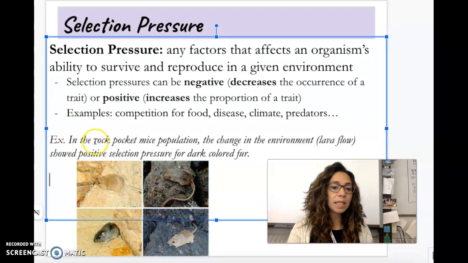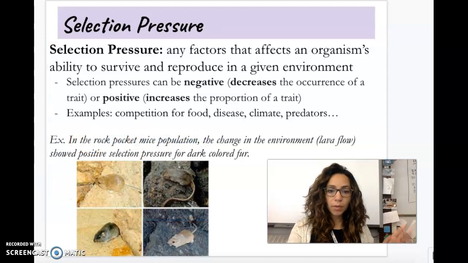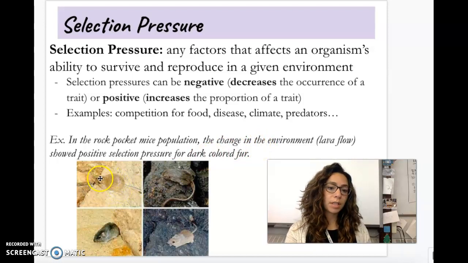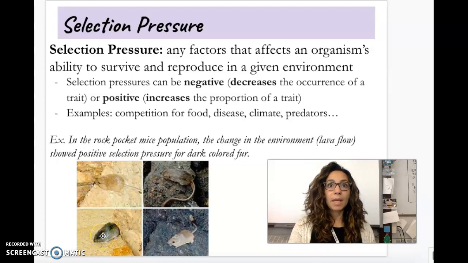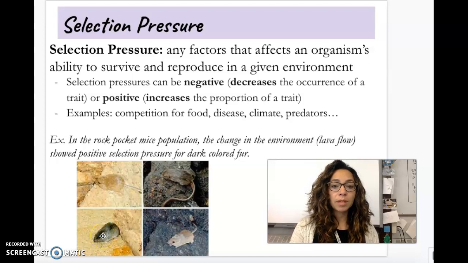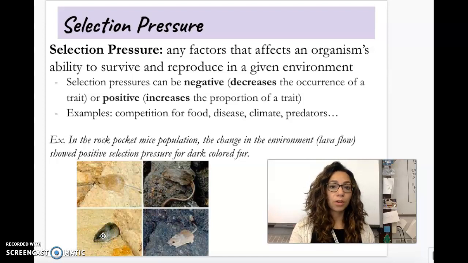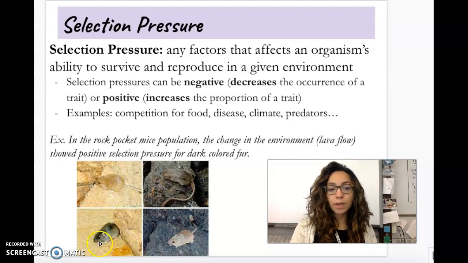There is a species of mice called rock pocket mice that live in the American Southwest that have changed due to their environment. Some are born tan, some are occasionally born blackish gray. In their environment, there was a lava flow that occurred a few thousand years ago that has affected the occurrence of both of these traits.